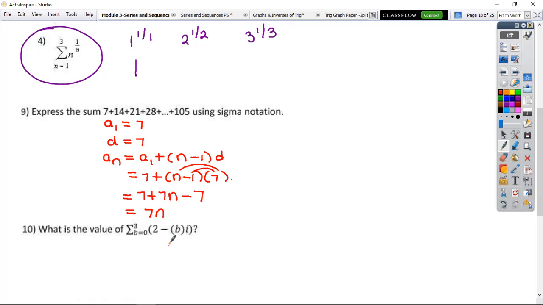Now you're going to draw your sigma, and 7n is your formula. And we just need to figure out start and stop. And again, usually you're starting at 1 anyways. So how do I get this 7? What would I plug in for n right here? 1. Yeah. How would I get 105? What's 105 divided by 7? 15. Good. Done.